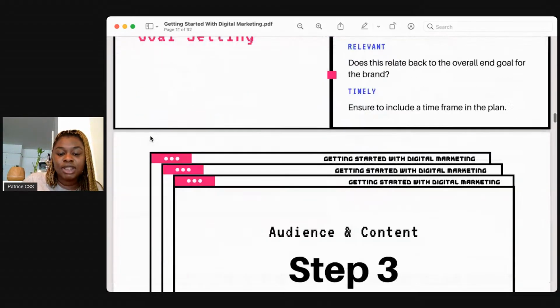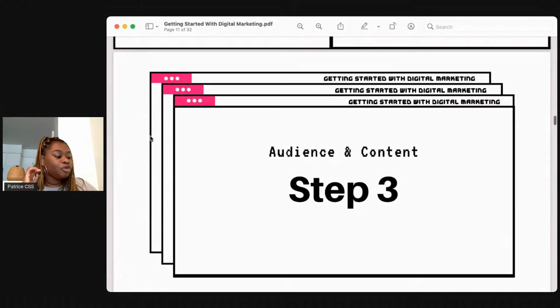Okay. Step 3. Now, I hope you're writing all of this down. I'm just going to plug in my laptop because we don't want the computer to die during the class now, do we? That would be ridiculous. But I hope that you're writing all of this down because I want you to come back later on and go over this.